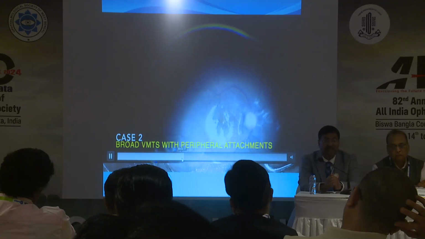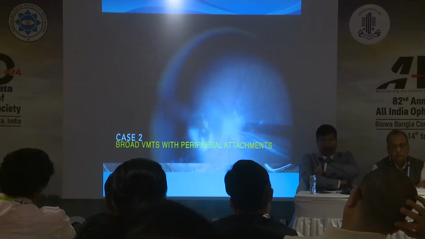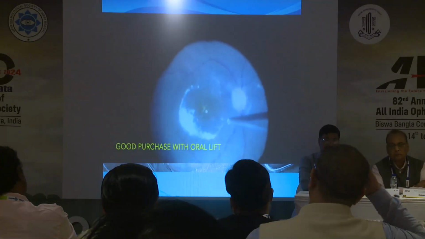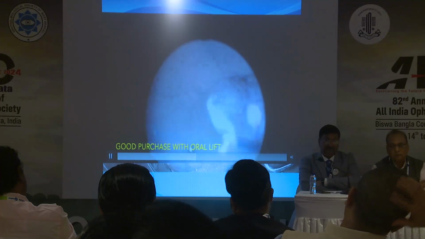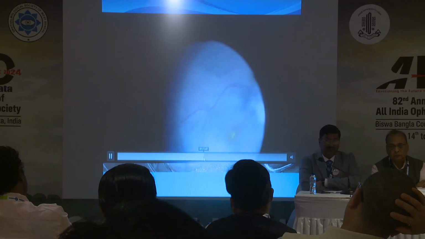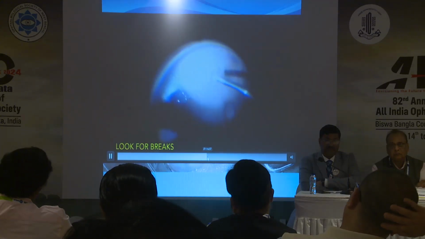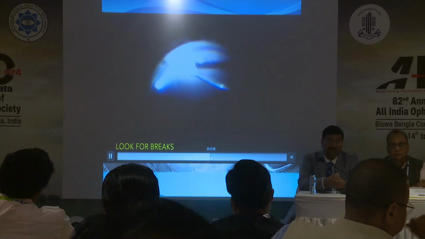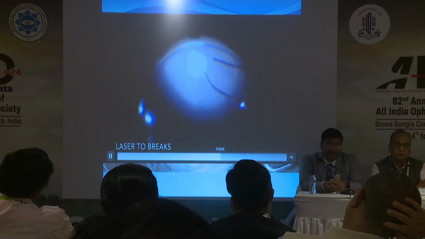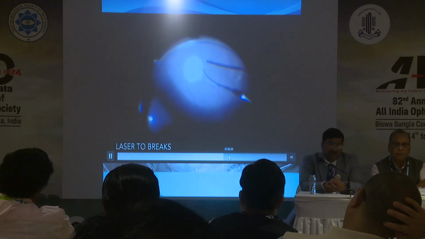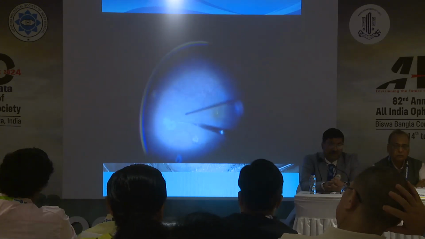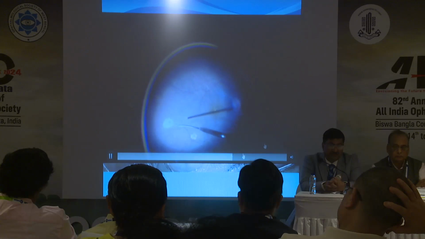Coming on to the second case, in this case there was a broad VMTS, and if you are not able to lift it in one go, then what happens? You may have breaks in the periphery, so you should always search for breaks. As in this case, you would see that there were small holes which had formed. In fact, multiple holes had formed all around. And then what you do is you do the laser. So looking for holes in cases of VMTS is very important.